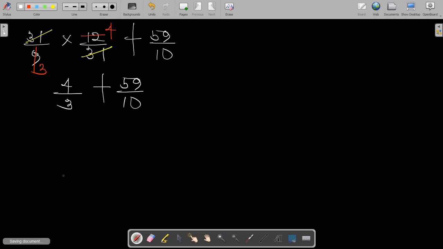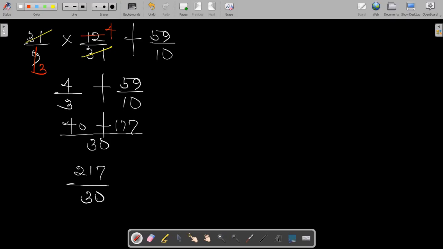What next is to look for the LCM. The LCM of 3 and 10 is going to give us 30, so I'm going to put 30 down here. 30 goes in 3, we have 10. 10 times 4 is 40. Plus 30 goes in 10, we have 3. 3 times 59 is 177. 40 plus 177 will give us 217 divided by 30. So what is now the answer here? 7 whole number 7 all over 30. And that is the perfect answer to that question.